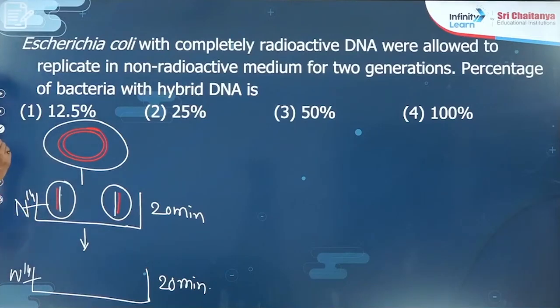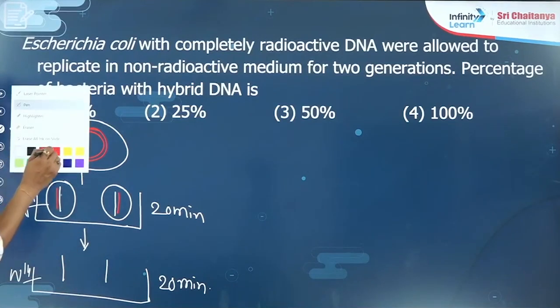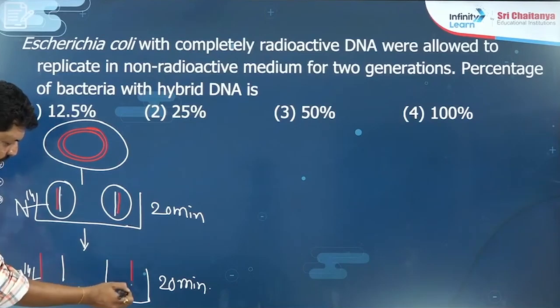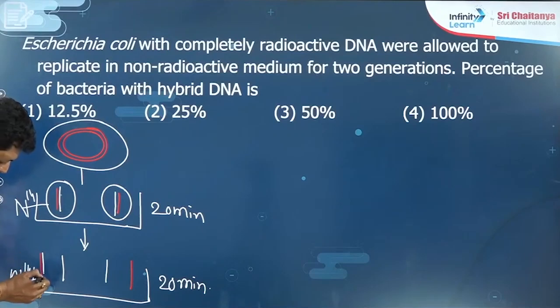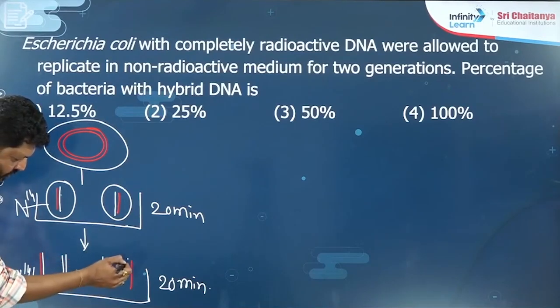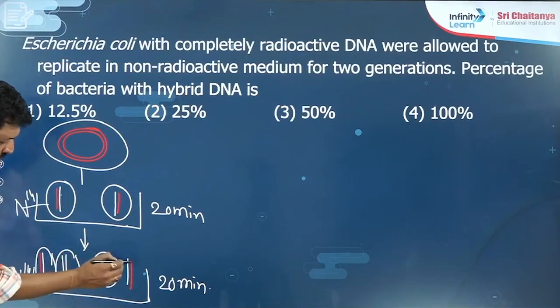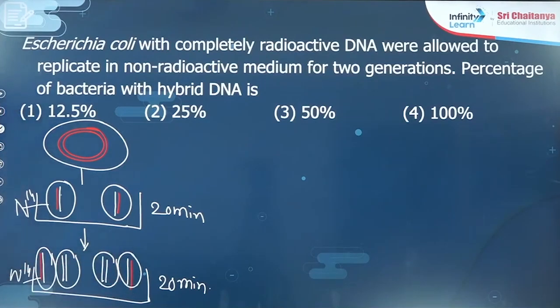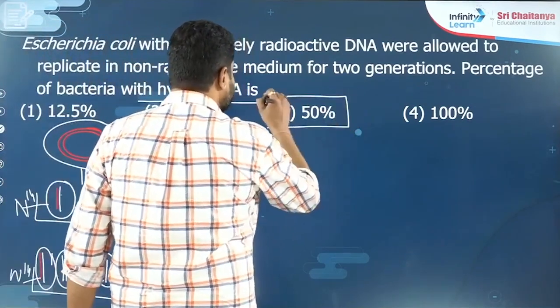After 40 minutes, all the 4 strands will be separated. So have a look here, the white strand is separated and the red strand is separated. Again the medium is having N14, that is white one. So after 40 minutes you have 4 bacterial cells, out of which 2 bacterial cells have hybrid DNA. Bacterial cells with hybrid DNA is 50%.